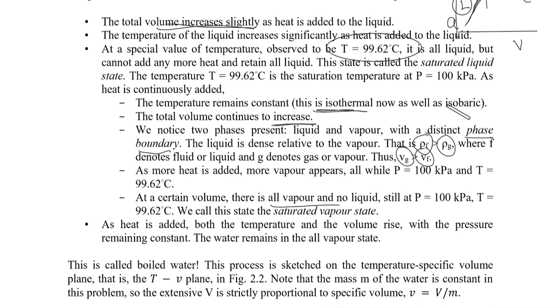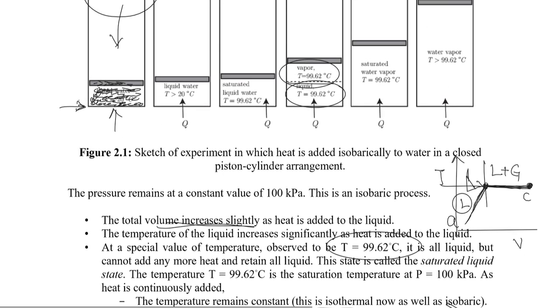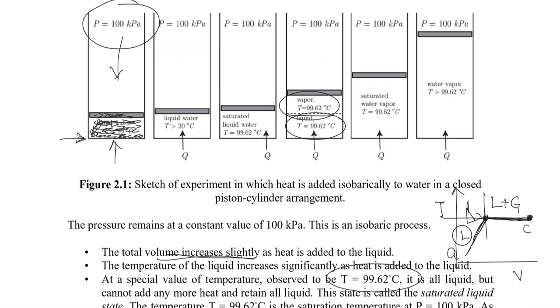Now all of it is vapor and there is no liquid, but make sure we still have the pressure, which is 100 kPa, and we still have the temperature, which is 99.62, and we call it the saturated vapor state. That means point C we call the saturated vapor phase. The whole of the phase is gas, and it is saturated.